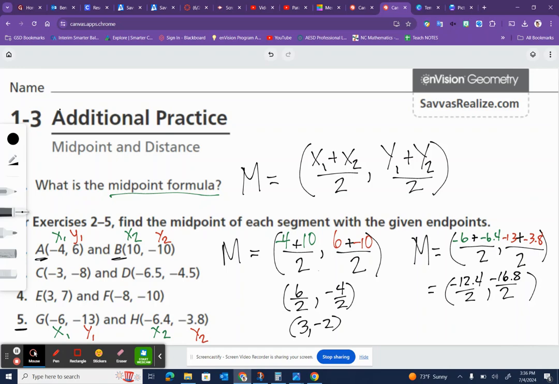So a -12.4 divided by 2, a negative divided by a positive is negative. So that would be -6.2. A -16.8 divided by 2 would be a -8.4. So my midpoint between point G and H is a -6.2 for the x coordinate and a -8.4 for the y coordinate. So all you're doing is you're going to substitute in your x values here, your y values here, find the sum between both of the numbers, and then divide.